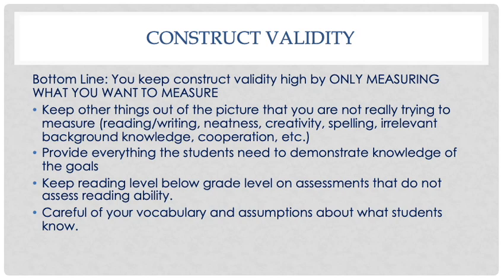Bottom line with construct validity is that you want to keep it high by only measuring what you want to measure. That means keeping other things out of the picture that you are not really trying to measure, like reading and writing, if it's not a reading or writing assessment, neatness, creativity, spelling, irrelevant background knowledge because of the examples you're using, cooperation or group work, all that stuff. Think about what students really need to succeed and then make sure that you give them everything that they need except for what you're really trying to measure.